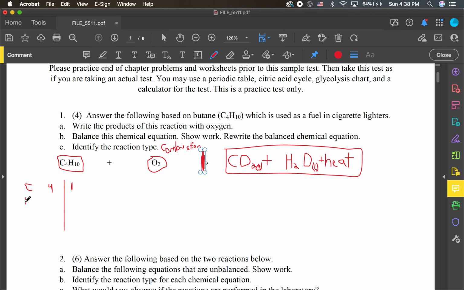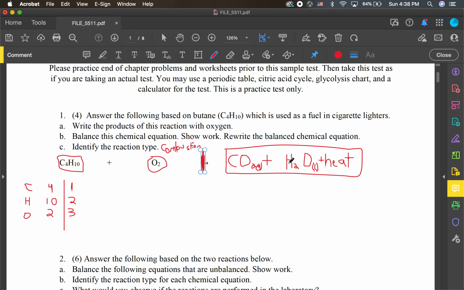For H, we have 10 on the left, and we have 2 on the right. O, we have 2 on the left, and we have 3 on the right. We have the H2O, the one right here, and then this is O2, so we have 3 here. This is where we need to play some games to figure out how we're going to get from here to there and get it all to add up.